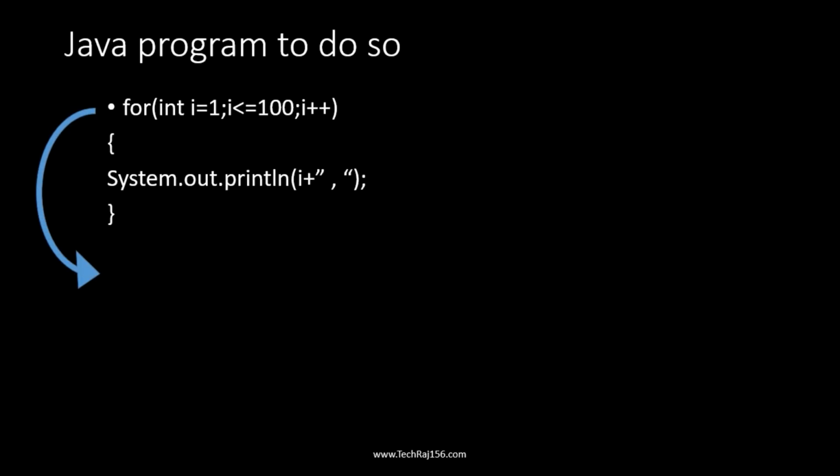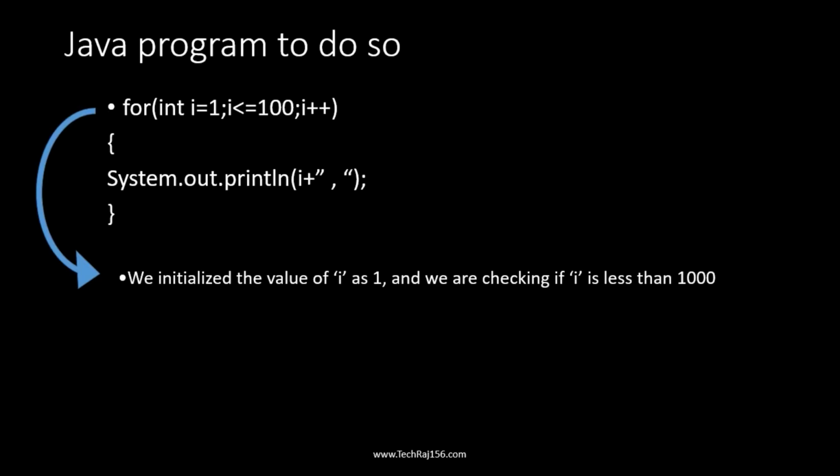In this for loop, we initialize the value of i as 1. As you can see, for int i equal to 1 followed by a semicolon, we initialize the value of i as 1. So the value of i will be 1 initially, and we are checking if the value of i is less than or equal to 1000. Sorry, I've written 100 there, but it's 1000. That's a typing mistake, so please excuse me. Anyway, we are checking if i is less than or equal to 1000. That is a conditional statement.